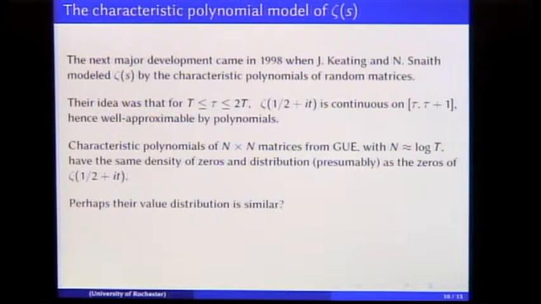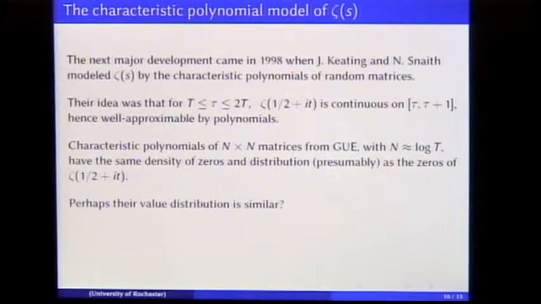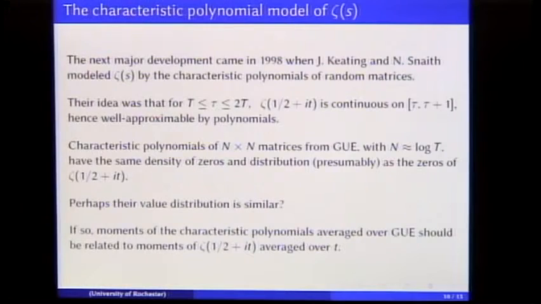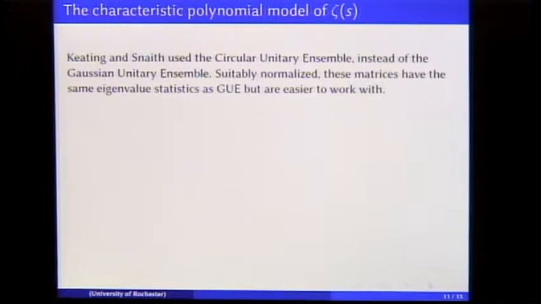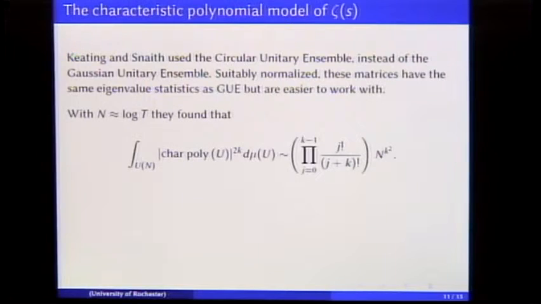So if you compute a moment of a characteristic polynomial in an appropriate ensemble, a moment with respect to the Haar measure on, say, CUE, then maybe that will be like the moment of the zeta function on the critical line. Okay. They used the circular unitary ensemble, and they computed this. They got this moment, and it looks like this.